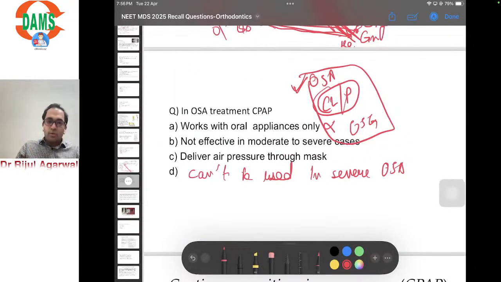Okay, so not effective in moderate to severe cases? It is effective in moderate to severe. Mild cases means it is of no use. Delivers air pressure through mask, that's the correct one, and can't be used in severe cases? It can be used in severe cases.